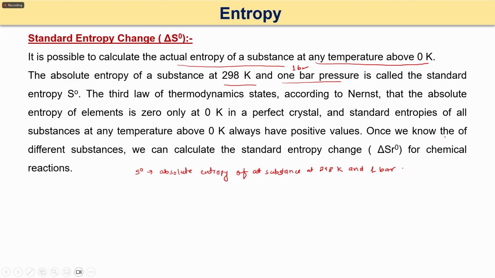And the third law of thermodynamics, which was given by Nernst, states that the absolute entropy of elements is 0 at 0 Kelvin. That means in a perfect crystal, the absolute entropy of elements will be 0 at 0 Kelvin, and the standard entropies of all substances at any temperature above 0 Kelvin will always have a positive value.